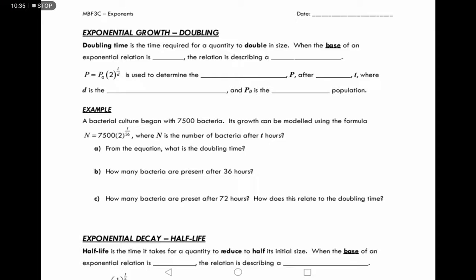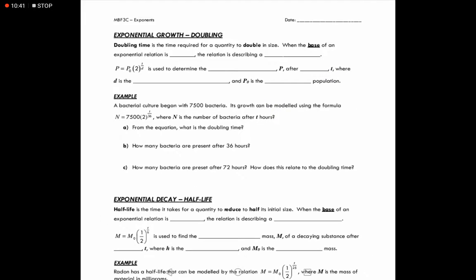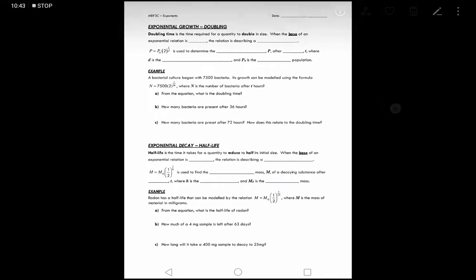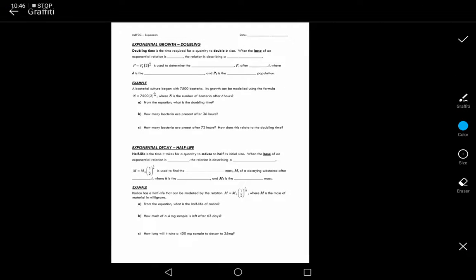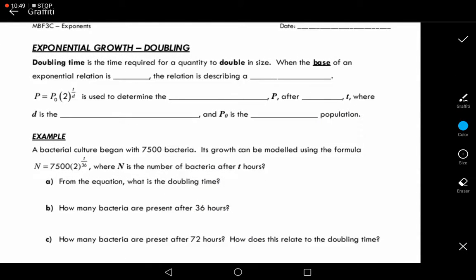So the first is doubling. So doubling time is the time required, and I realized I'm not ready to edit this. There we go. Doubling time is the time required for a quantity to double in size. Okay, so say you have one ice cream. Doubling would obviously be 2 ice creams. So when the base of an exponential function or an exponential relation is 2, the relation is describing a doubling.